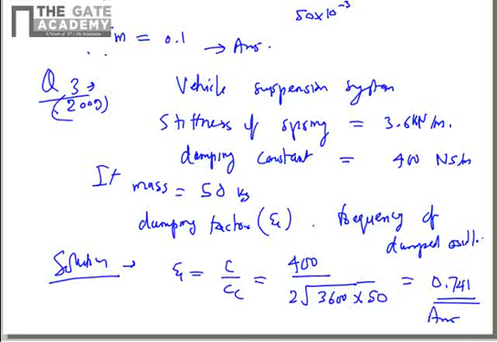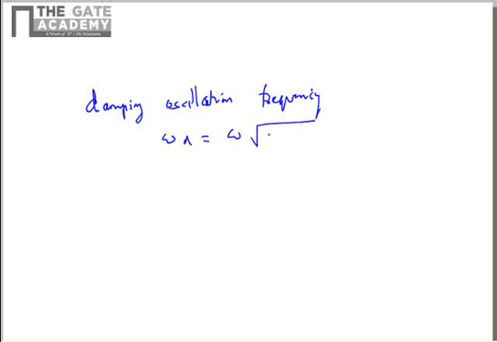That is one of the answers. This is the case for underdamped. Now for the second part, we are asked for the damped oscillation frequency. The damped oscillation frequency omega d, as you remember, is given by omega times the square root of 1 minus z squared. For that you have to calculate omega first. Omega you calculate by the square root of k by m.